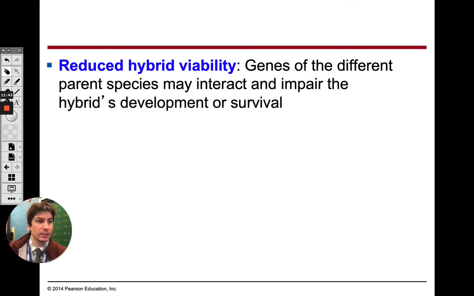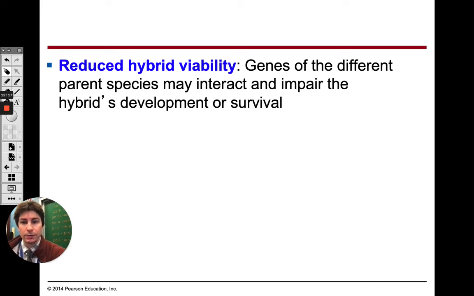So the first one is reduced hybrid viability. We have these two different species. They might not be far apart, or they could be. If they are far apart, and I'm talking about amino acid differences and things like that, guys, it's probably going to be a prezygotic factor where they are not going to have fertilization. They might not even mate, all right? If they are able to mate and they are able to go through fertilization, they might have a postzygotic barrier.